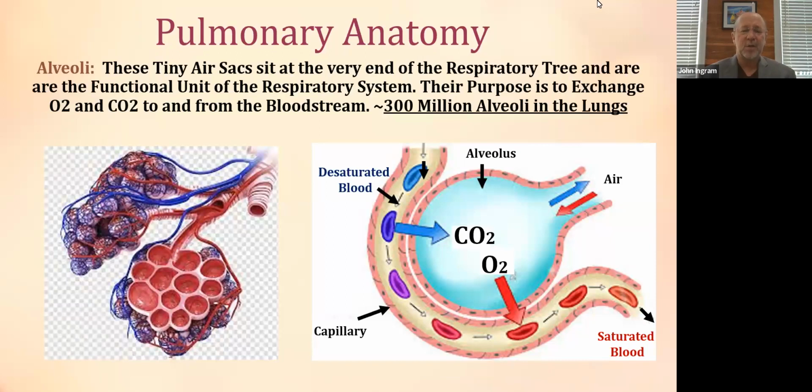Now let's discuss the alveoli. The alveoli are these tiny air sacs that sit at the very end of the respiratory tree and are the functional unit of the respiratory system. Their purpose is to exchange oxygen and carbon dioxide to and from the bloodstream. And by the way, we have approximately 300 million alveoli in our lungs.